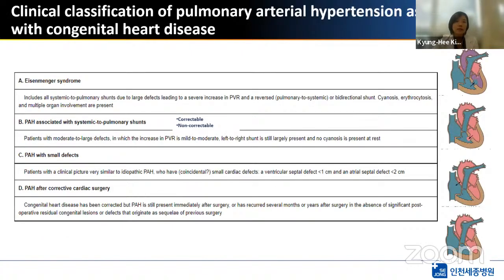The clinical classification of pulmonary artery hypertension associated with congenital heart disease includes Eisenmenger, and pH associated with systemic-to-pulmonary shunt. It could be correctable or non-correctable if we treat with pH medication. Then pH with a small defect, where patients have a clinical picture very similar to idiopathic pH, and pH with corrected cardiac surgery.